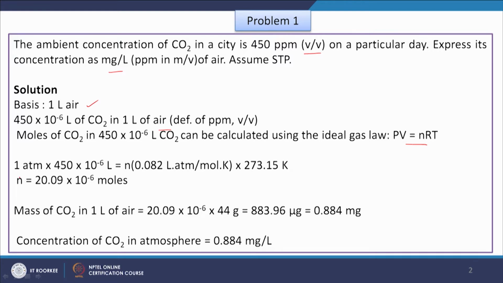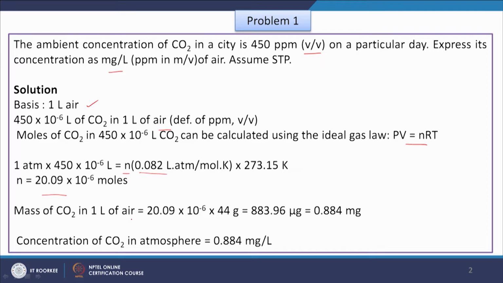Pressure is 1 atmosphere, volume is this much, n we have to calculate and R value we know, 0.082 liter atmosphere per mole per K, into T, 273.15 K. So, from this expression, by solving the value of n we get n equal to 20.09 into 10 to the minus 6 moles. So, now the moles of CO2 we are getting in this 1 liter air, that is 450 into 10 to the minus 6 liter of CO2.